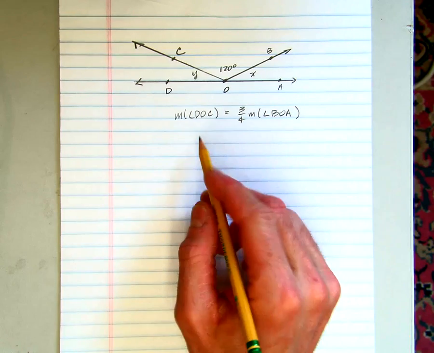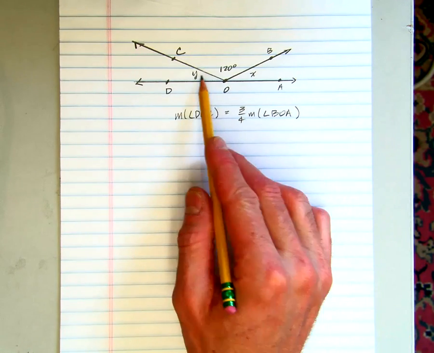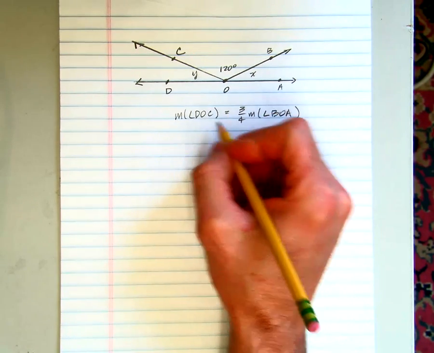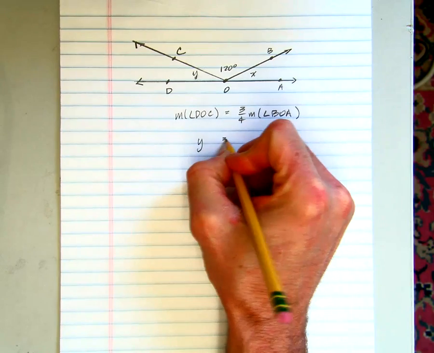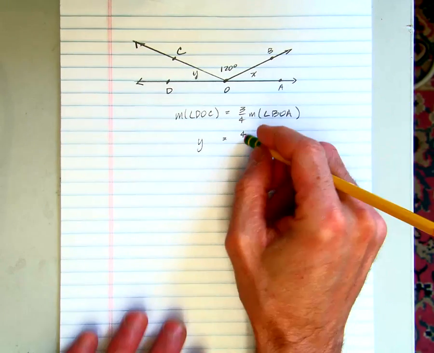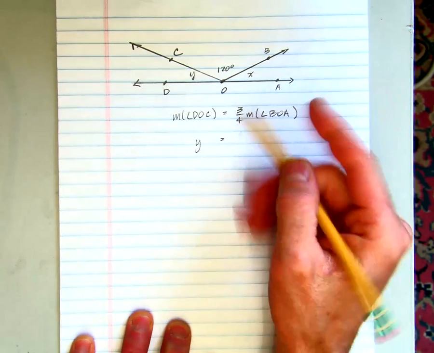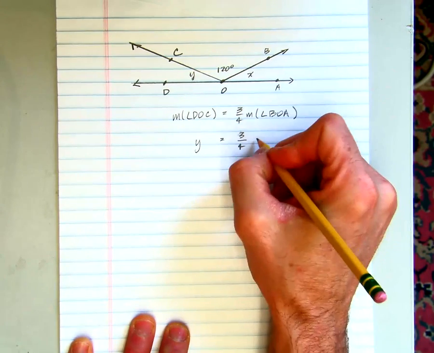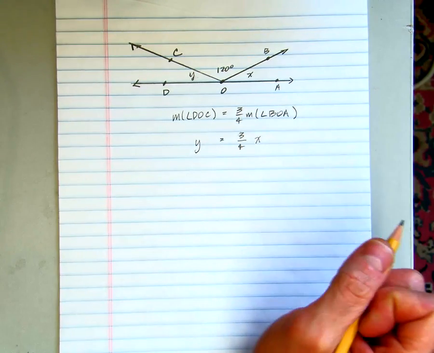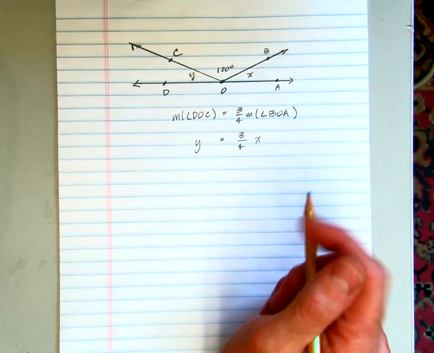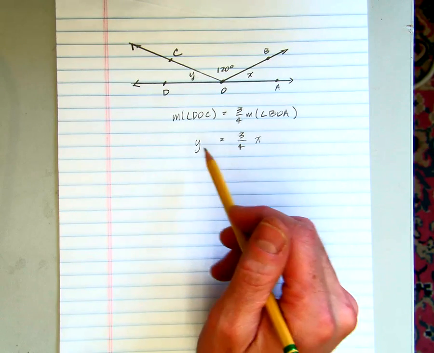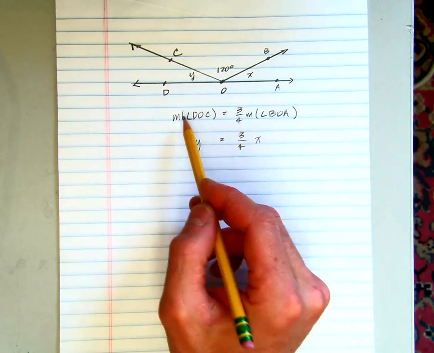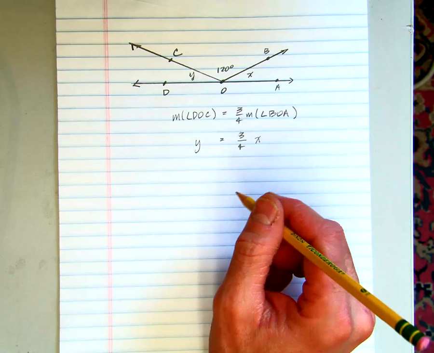So right away we can see that the measure of angle DOC has been labeled y in our drawing, so this is equivalent to saying that y is equal to 3/4 of the measure of angle BOA, and BOA we see is measured and given the term x. So extracting this from the drawing and the given, we know that y is 3/4 of x.